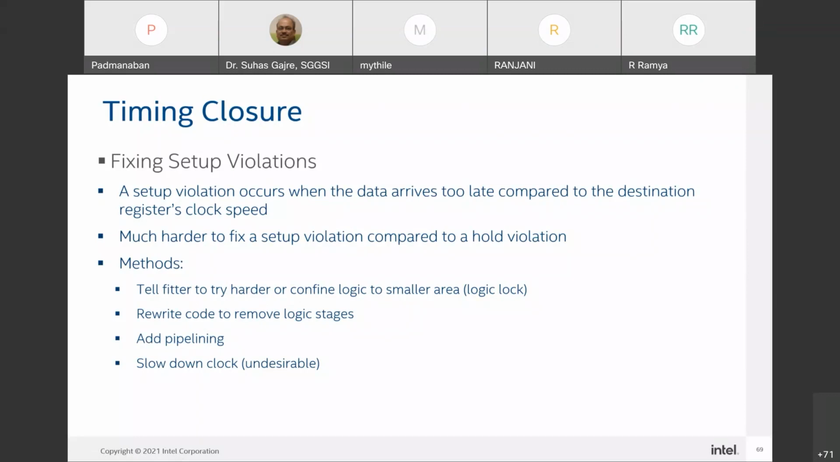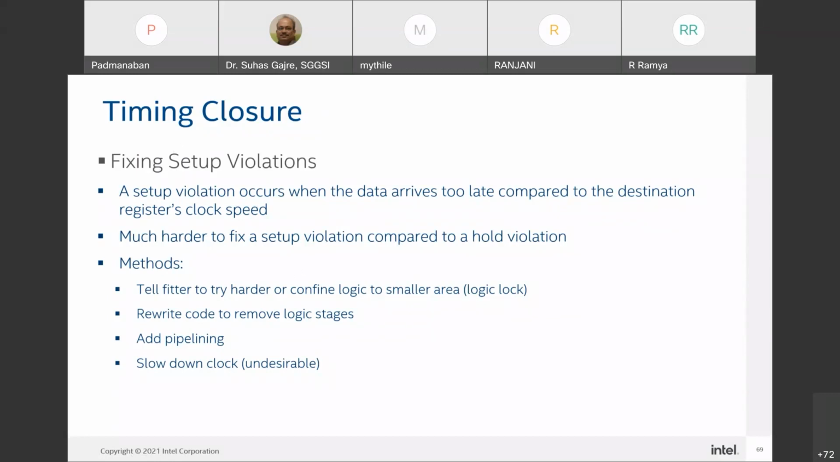You can see in brackets, undesirable, because this is the one which we tried to do manually in the first example. The design was not working at 20 nanoseconds, so we changed that to 21. So that is not the best method. It is not the desirable method. It is an undesirable method. So fixing the setup violation is very challenging, and we have to follow these methods to fix the setup violations.